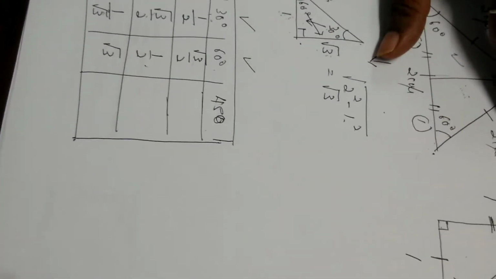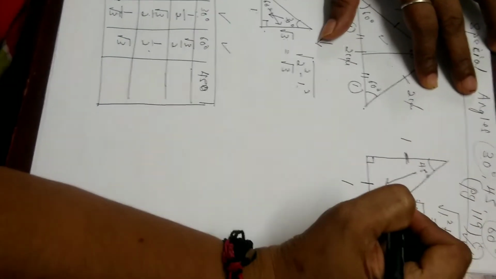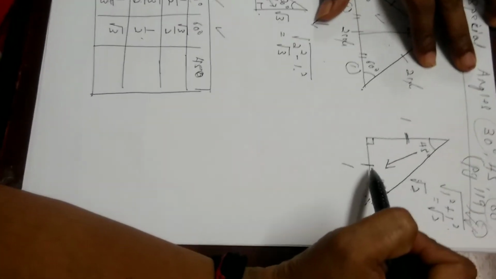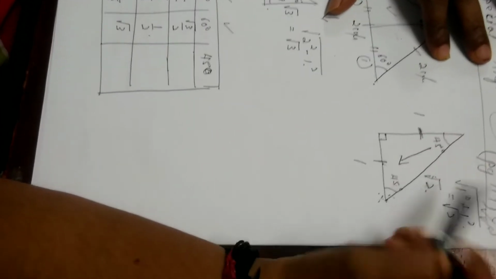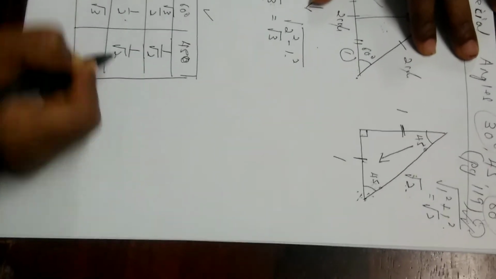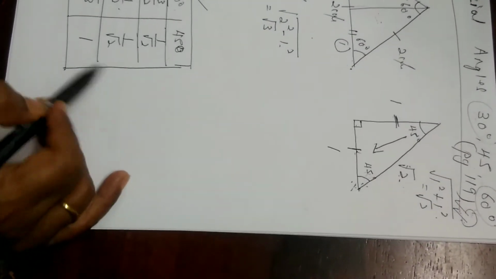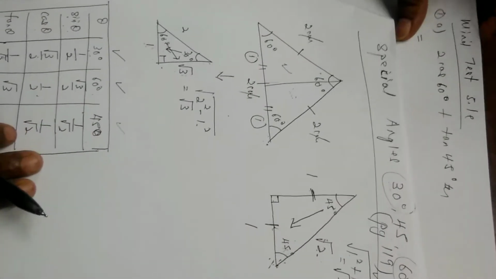So if I'm going to look at 45, I'm going to take this angle out. So sine 45 is opposite over hypotenuse, 1 over square root of 2. Cosine, adjacent over hypotenuse, also 1 over square root of 2. And tangent becomes opposite over adjacent. So 1 over 1, you get 1. So this is how we obtain our 3 special angles based on 2 diagrams given.